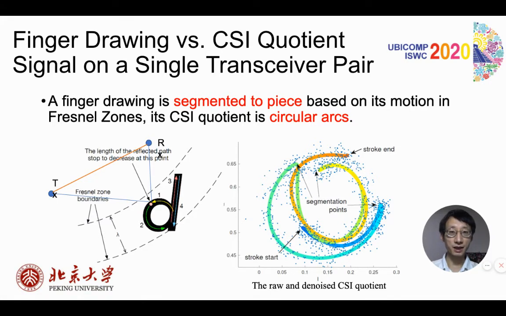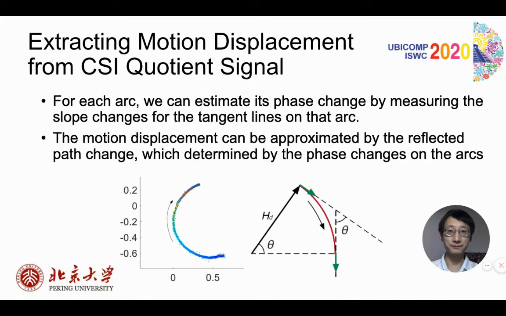The different placement of a wireless transceiver device pair has different Fresnel zones, thus the segmentation of the same drawing may be different. The motion displacement can be extracted from the CSI quotient arcs. They are processed piece by piece and combined together. For each arc, we first estimate its phase change by measuring the slope changes of the tangent lines on the arc. It involves the subtraction of 2 consecutive sample data. Then we calculate the reflection path length change as well as the motion displacement.